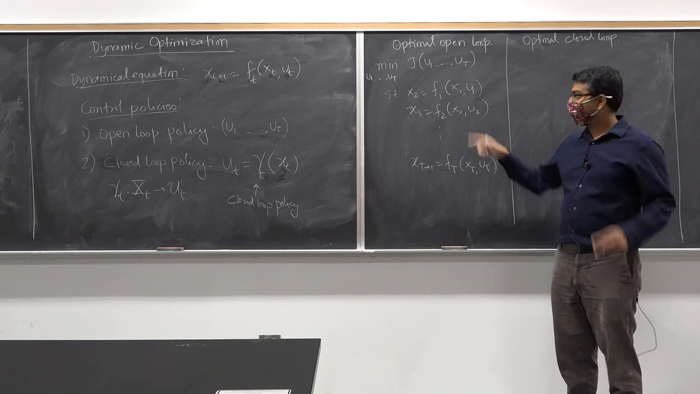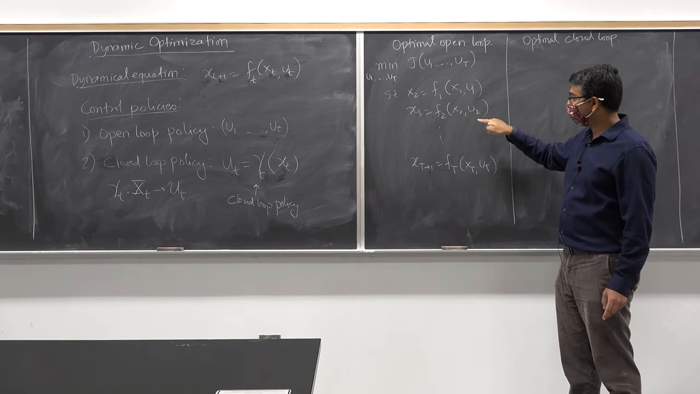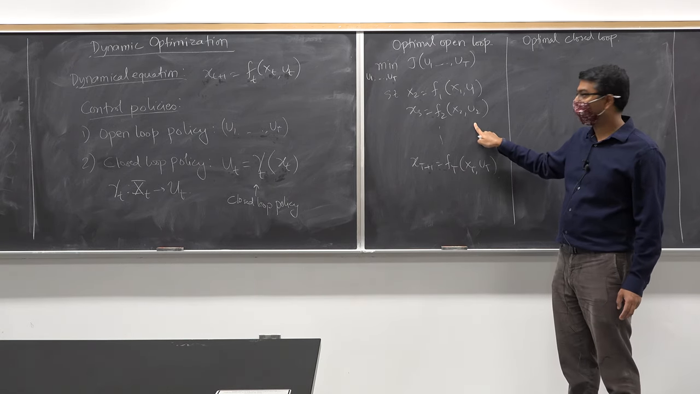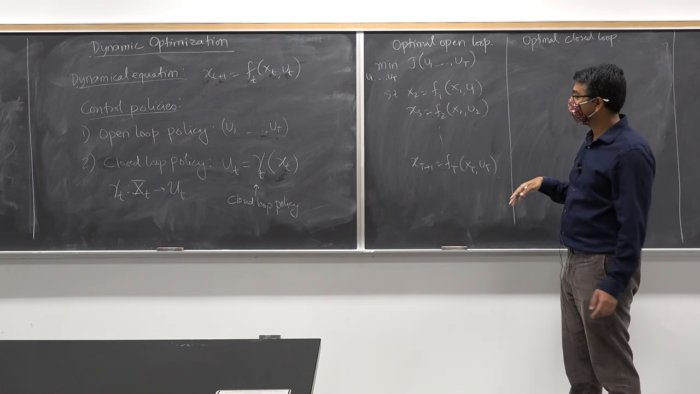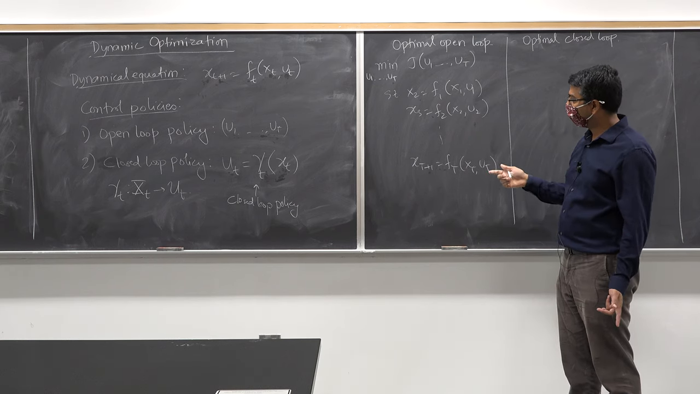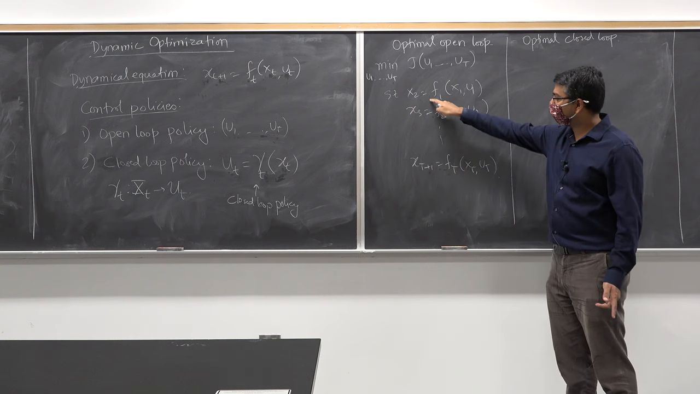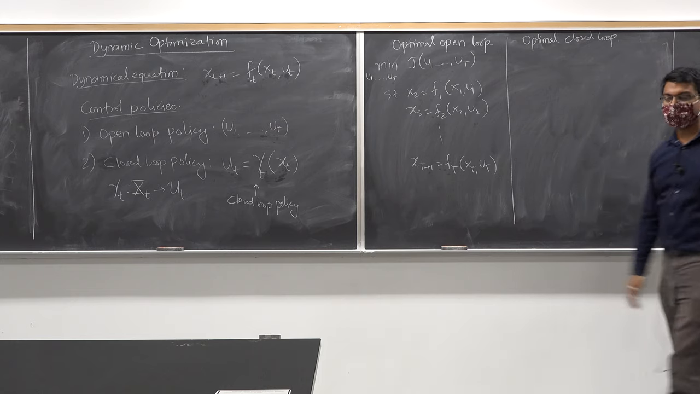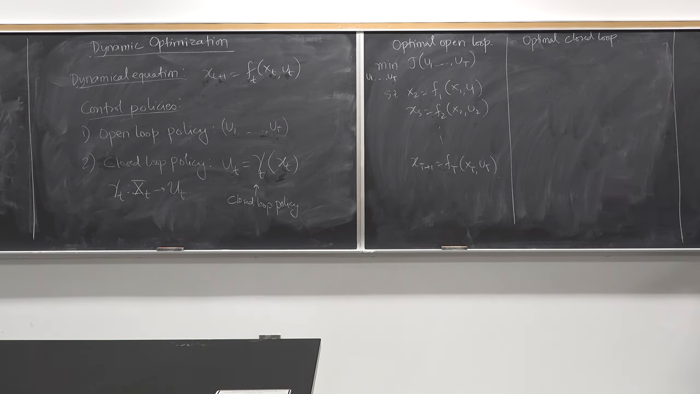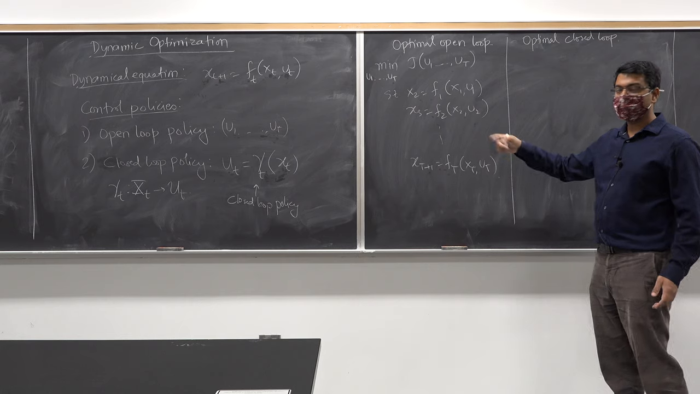So there are two ways by which you can solve this problem. One is to view it as a constrained optimization problem and then apply the Lagrange multiplier theorem. Or alternatively, you eliminate all these equality constraints, convert this into a static optimization problem, and just solve the static optimization problem. We'll look at the two ways to solve this problem in the subsequent classes.